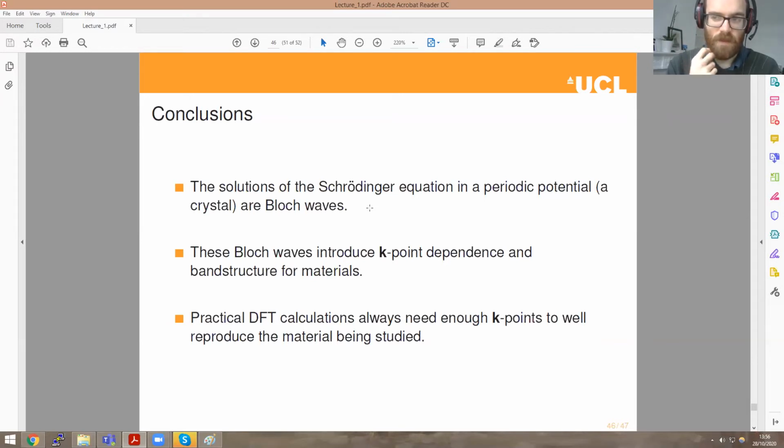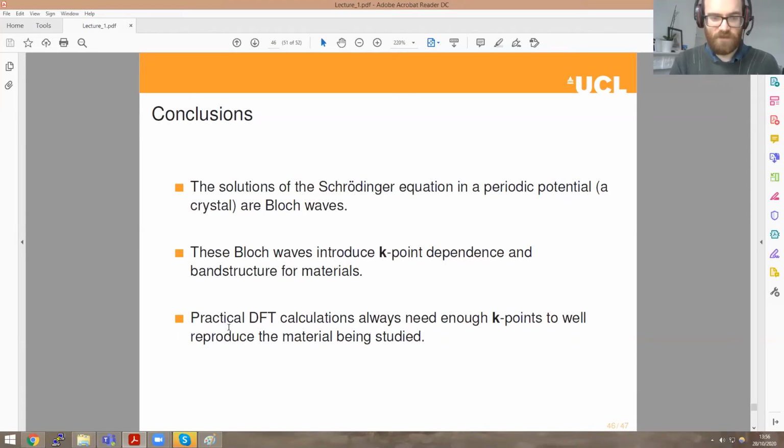And if we understand these Bloch waves, then we can understand where the band structure of materials comes from, which is really useful and important for predicting materials properties. So we ran through some examples today, but it tells us things about how our material will interact with light, whether it conducts electricity, how easily it conducts electrons and things like that.